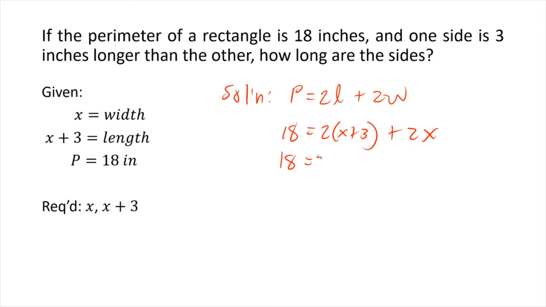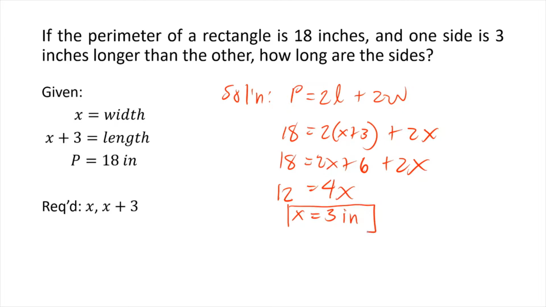This will become 2x plus 6 plus 2x. Combine like terms, we have 18 minus 6, that would be 12. 2x plus 2x is 4x. Divide both sides by 4, so we get x equal to 3, and the unit is inches. This is now the width of the rectangle. To find the length, the equivalent expression of the length is x plus 3. So 3 plus 3. Therefore, the length is equal to 6 inches.